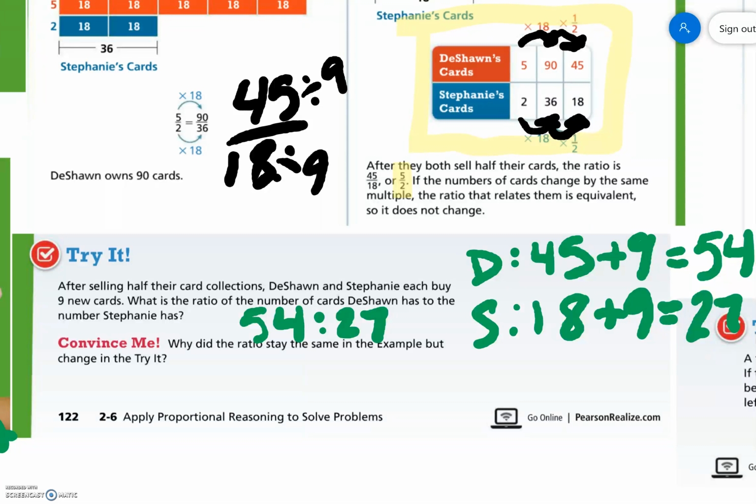Why did the ratio stay the same in the example but change in the try it? Well, we need to prove that it changed in the try it. 54 over 27. They're both divisible by 9.